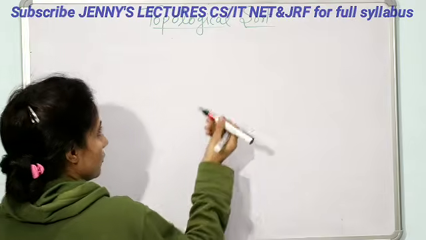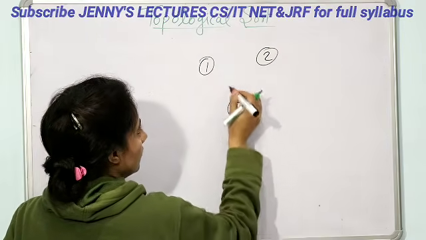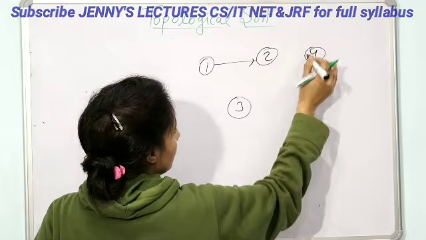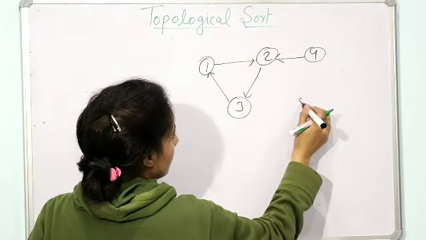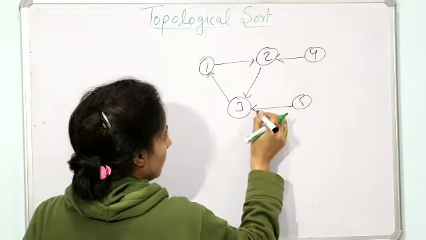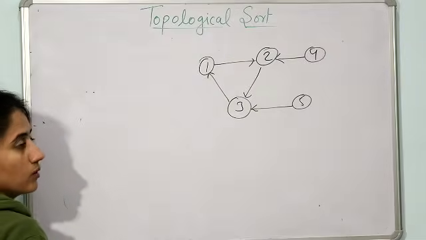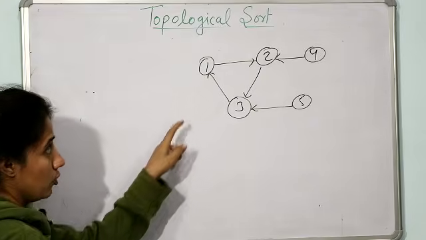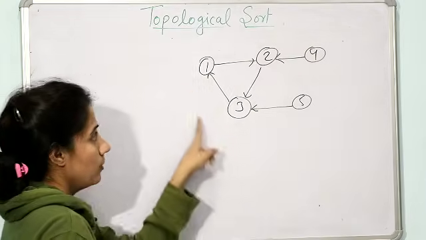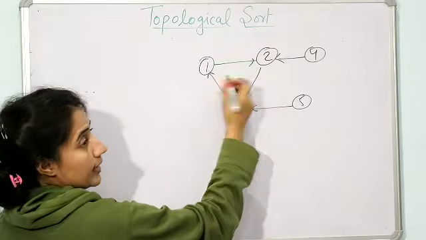Suppose we have this kind of graph, 1, 2, 3, 4 and 5. See, now find out the topological ordering of this graph. See, the topological ordering of this graph you will not be able to find out. Why so? Because this graph is having one directed cycle.